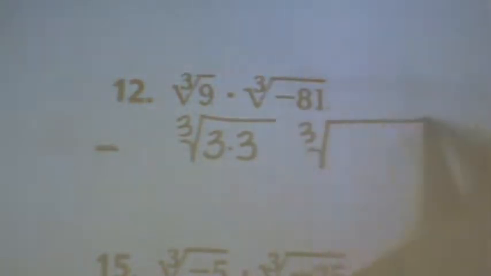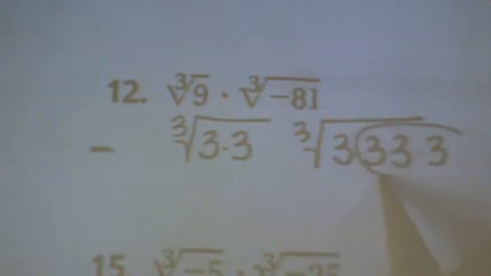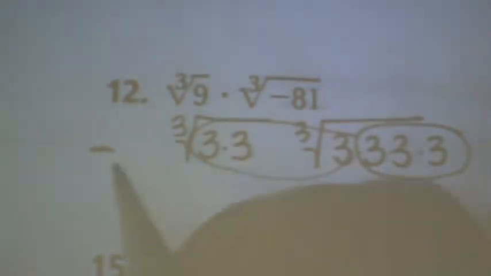And 81, just think of this as a positive 81. 3 times 3 is 9 times 3 and times 3. Don't make this 4 negative 3's because 4 negative 3's would be a positive 81. So we're looking for three sets of the same number. So we have 3 3's here and 3 here. So the answer is 3 times 3 is 9, so it's going to be negative 9.